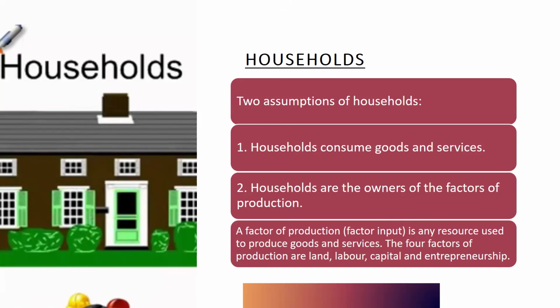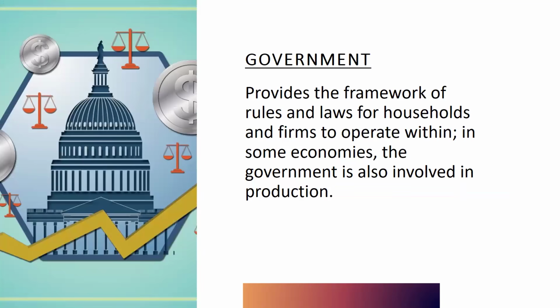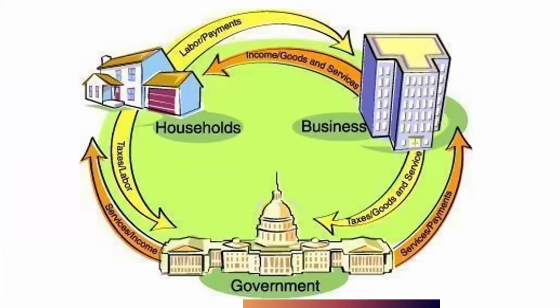Alright. This is basically what we just spoke about. Households consume goods and services, and they own the factors of production. Firms produce goods and services, and they buy factors of production from households. The government provides the rules and laws for households and firms to operate, and the government also produces goods and services. So they all interact with each other.